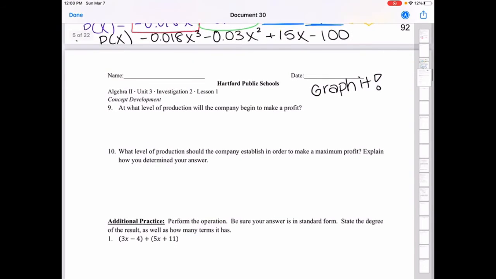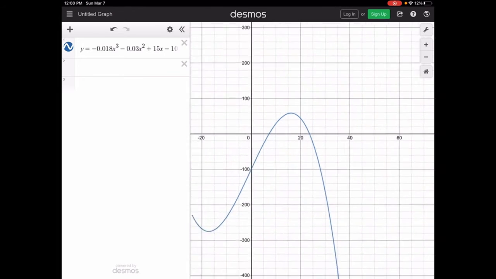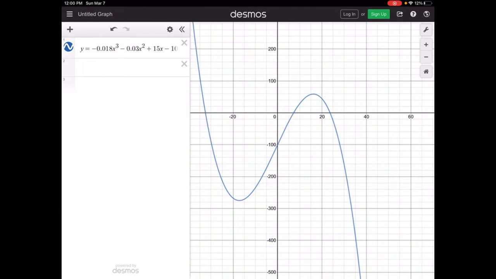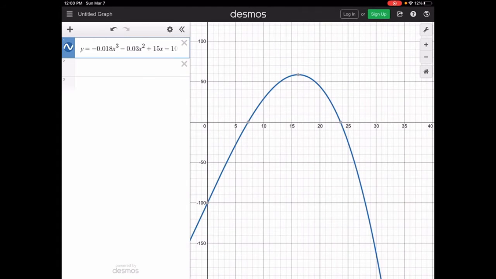Now it asks us, at what level of production will the company make a profit? Well, we need to graph it. It's also asking for the level of production the company should establish to maximize profit. These are all things that we've dealt with the last couple weeks, when we were looking at polynomial graphs and what they tell us at each point. So I'm going to look over here. I don't really care about this left side of the polynomial, because there's no such thing as negative products, right? Because the X is standing for number of hard drives, so there's no negative number of that product, right?